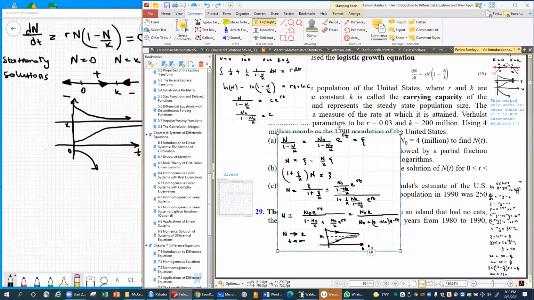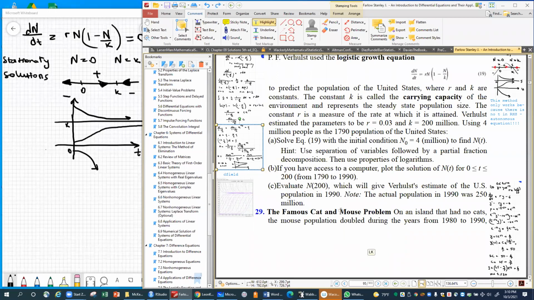So again, it's much better to do it once and for all, rather than redo it each and every time.